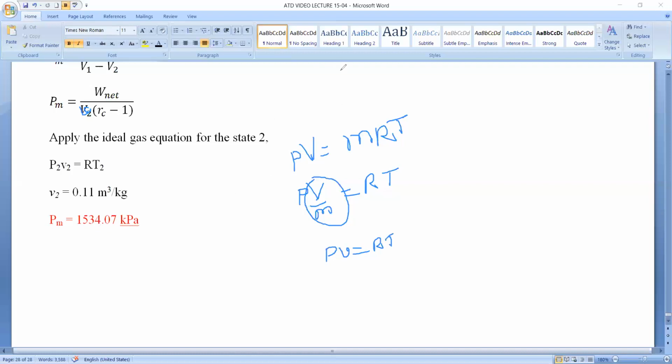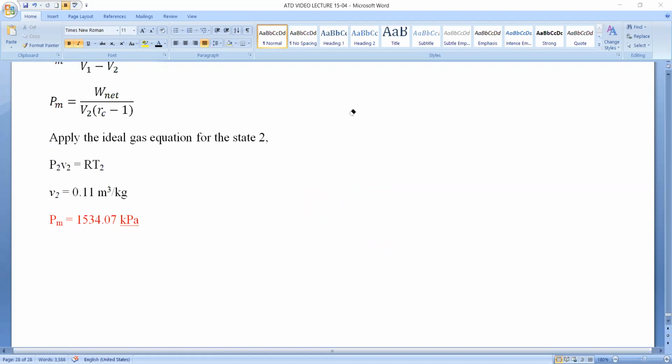These numericals are very important from your examination point of view. Please practice these numericals thoroughly. And if you find any difficulties, you can put your queries in the comment box and I'll try my level best to clarify your doubts.